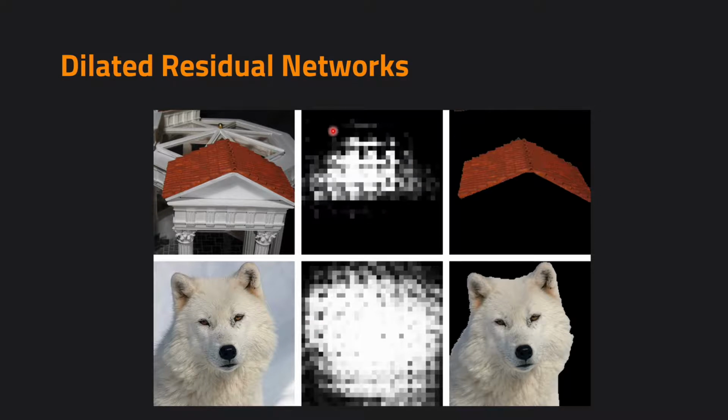And even further, we can use this class activation as a signal for segmentation. Here we can combine this class activation with GrabCut, a way of extracting foreground, to find the segmentation of the target objects. For example, in this case the target is the roof, and for this case it is the dog.